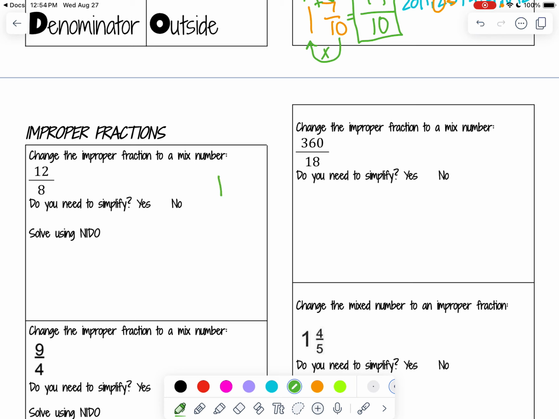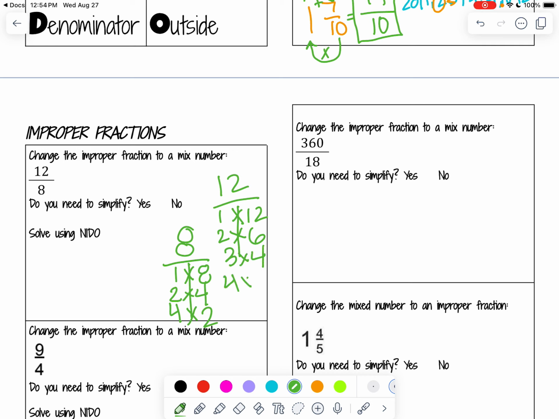Yes, they are both even numbers, so we're going to make a t-chart for 12, and we'll make another one for 8. So 1 times 8 gives us 8, 2 times 4, and 4 times 2. For 12, we have 1 times 12, 2 times 6, 3 times 4, and 4 times 3. If I make my list of factors for both numbers, I know that 12 we have 1, 2, 3, 4, 6, and 12. And for 8 I have 1, 2, 4, and 8.